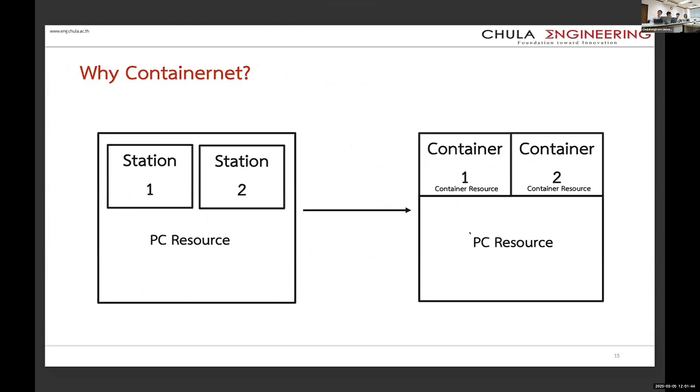So this graphical picture shows the difference between traditional station resource and container resource. As you can see, the container resources are separate from each other. So when one station crashes, it will not affect the other stations that are using containers.